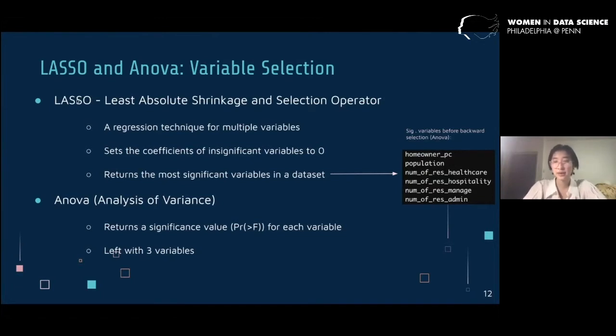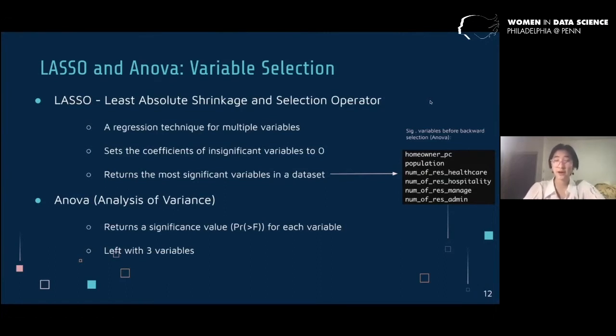For our process, the remaining variables were the percent of people who own their own homes, the population of the borough, the number of resident jobs in healthcare, the number of resident jobs in hospitality, the number of resident jobs in management, and the number of resident jobs in administration.